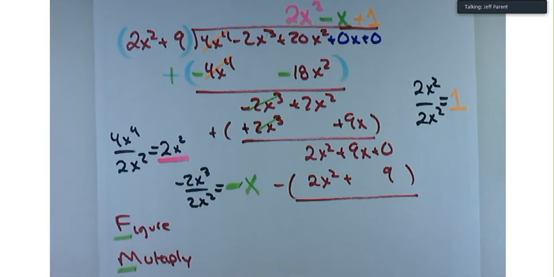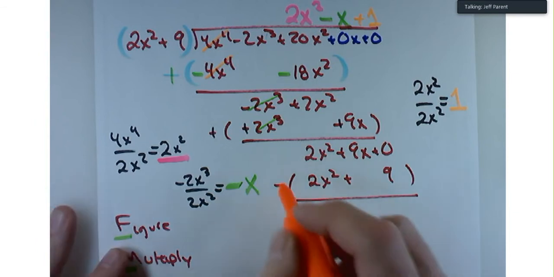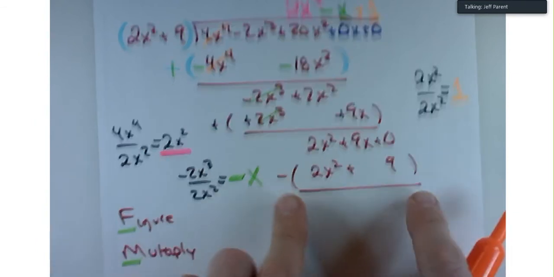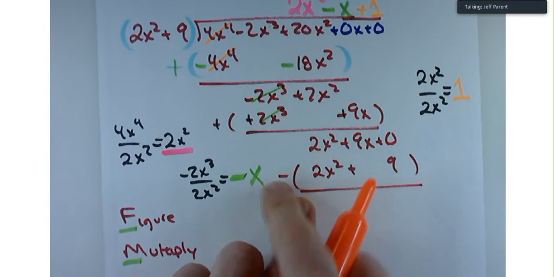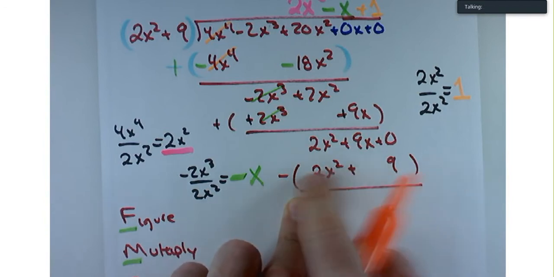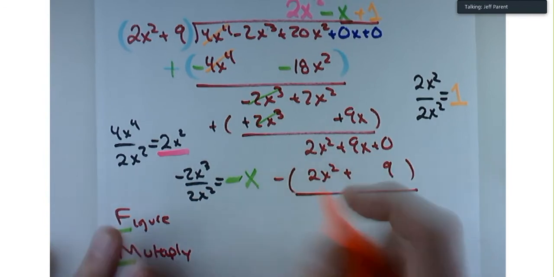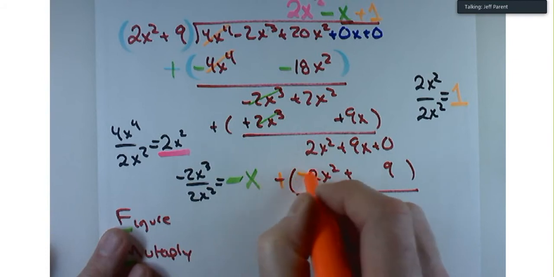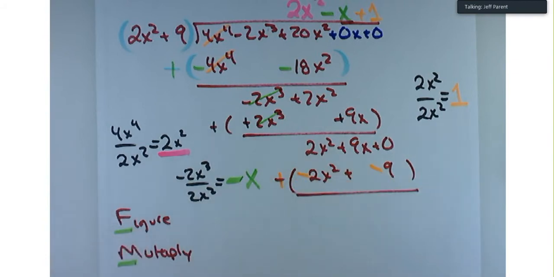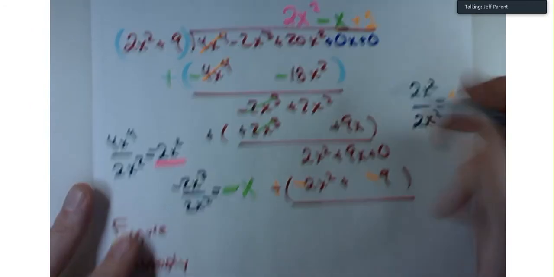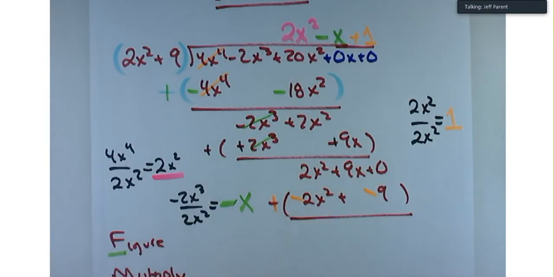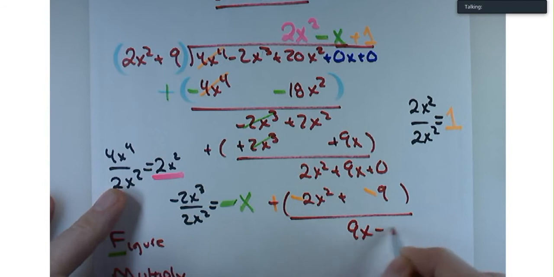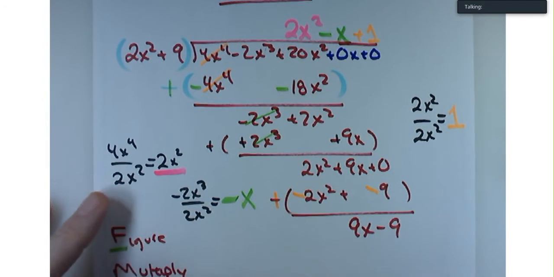So, as before, when you're subtracting, and again, put parentheses around this whole thing to remind yourself you got to distribute that negative to all these. You have to change all these signs. That becomes a positive. That becomes a negative. That becomes a negative. And we'll bring down a 9x minus 9. 9x minus 9. Beautiful.